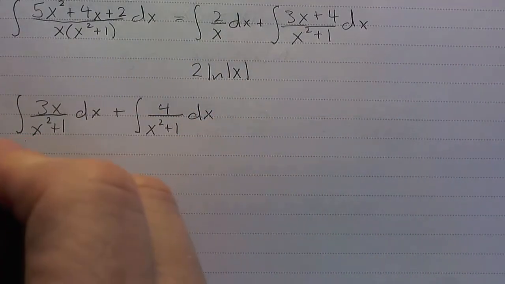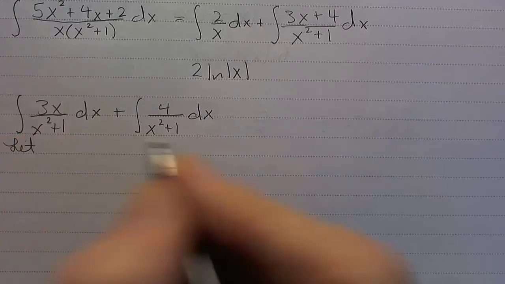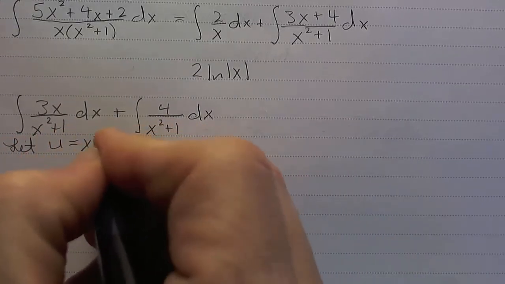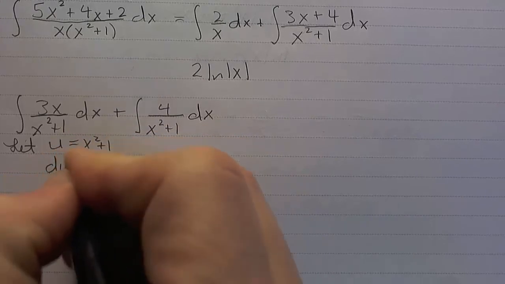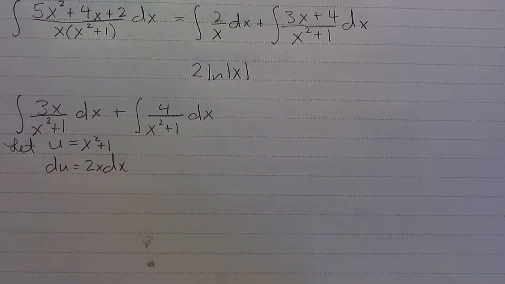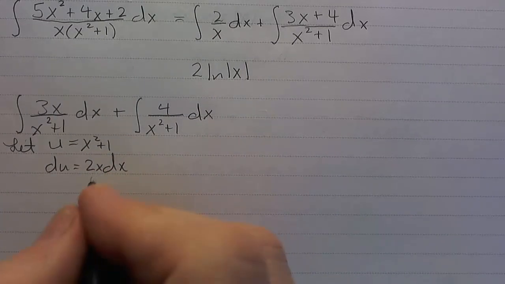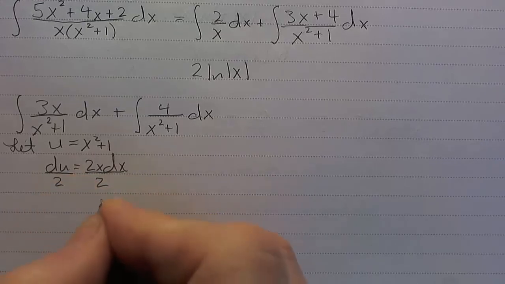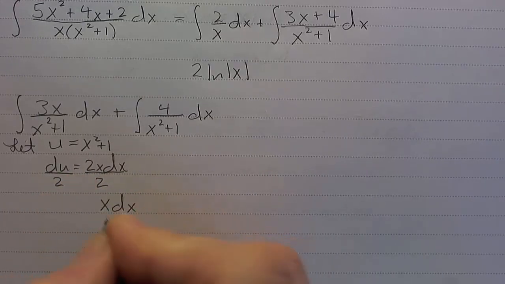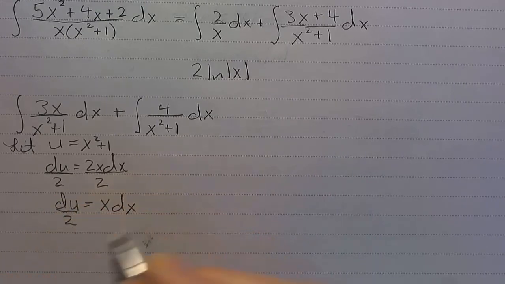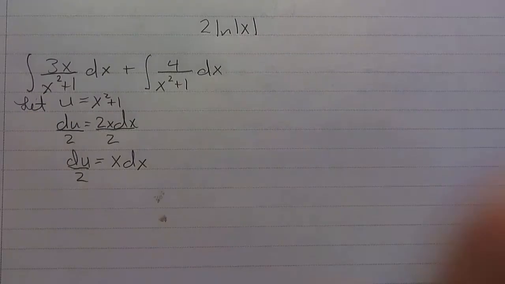Now I'll start here. I'm going to let u equal x squared plus 1. Then du is equal to 2x dx. See? Just straight up substitution. Now I can divide by the 2, and I get that x dx is equal to du over 2. Okay, now let's see what we have.